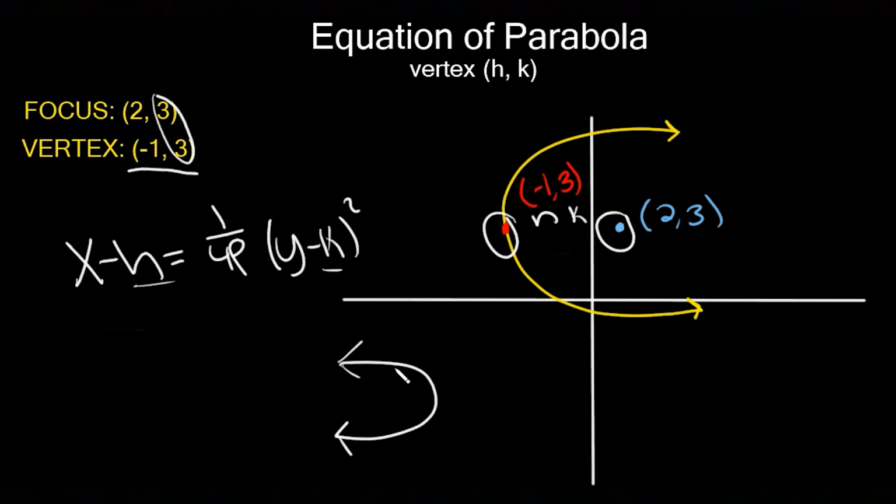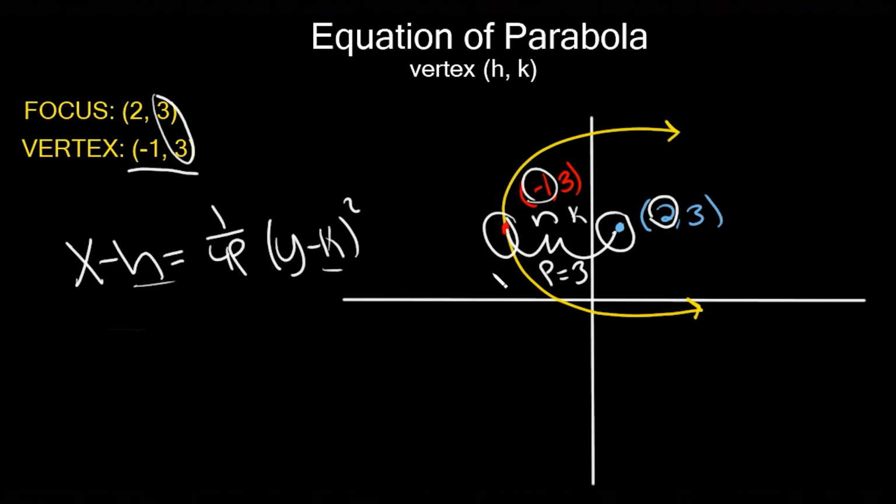And so how do we get p? Well, it's really simple. All we have to do is find this distance right here. What is that distance going from my vertex to my focus? Well, I can see that my x value here is -1, and then going to my focus, it becomes +2, right? That's a change of 3. So p here is going to be equal to 3, so +3 because, again, it's opening to the right. So now all you have to do is plug it in.